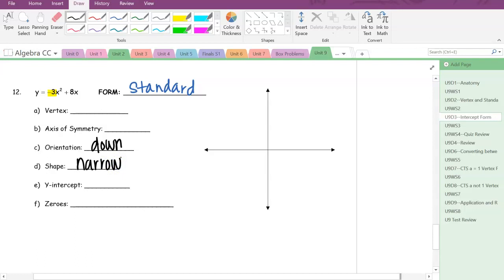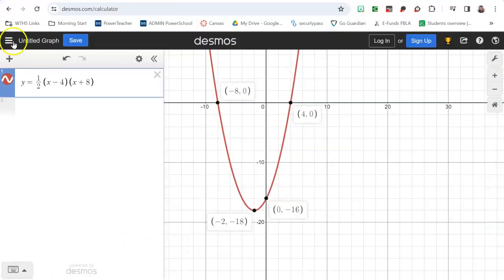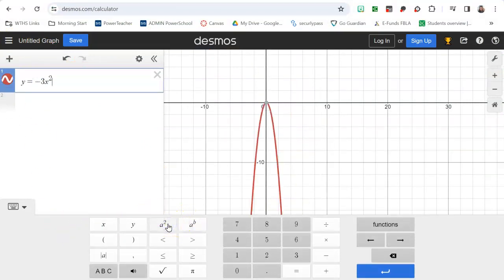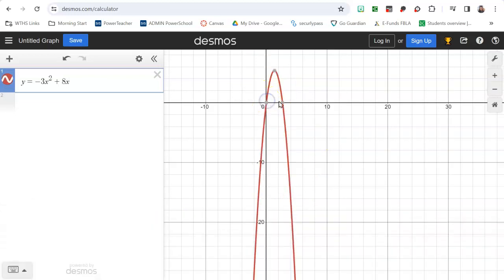And the other thing I can find is my y-intercept. So again, you're plugging a 0 in for x, 0 in for x, and actually everything's gone, which means we're at 0, 0. Okay, and we will confirm that once we graph. So let's go ahead and type it in. -3x squared plus 8x.